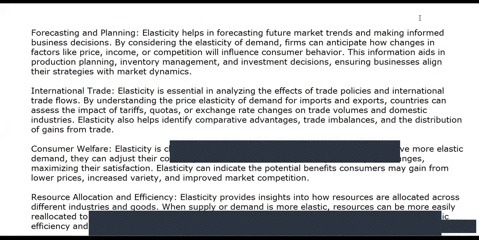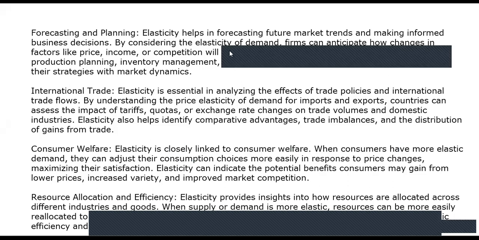Elasticity is important in international trade because it is helpful in analyzing the effects of trade policies and international trade flows. By understanding the elasticity of demand for imports and exports, countries can assess the impact of their tariffs and quotas on exchange rates. So this is what either devalues a country's exchange rate or not, through understanding or failing to understand elasticity.